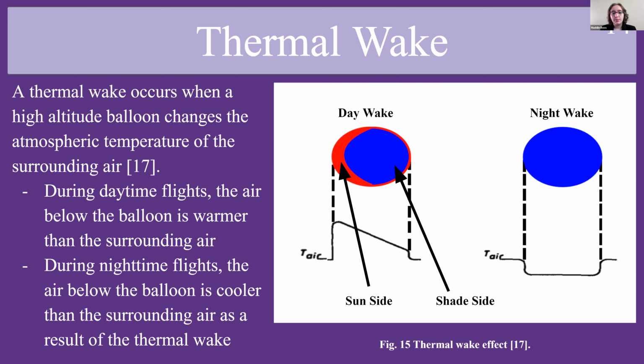During nighttime flights, the air below the balloon is cooler than the surrounding air due to the cooling of the lift gas. During daytime flights, there is still cooling of the lift gas, but the warming as a result of solar radiation dominates, making the overall temperature below the balloon still warmer than the surrounding air during the day. Depending on the angle of the sun and the time of the balloon flight, the temperature profiles below the balloons can be symmetrical or asymmetrical, as shown in figure 15.